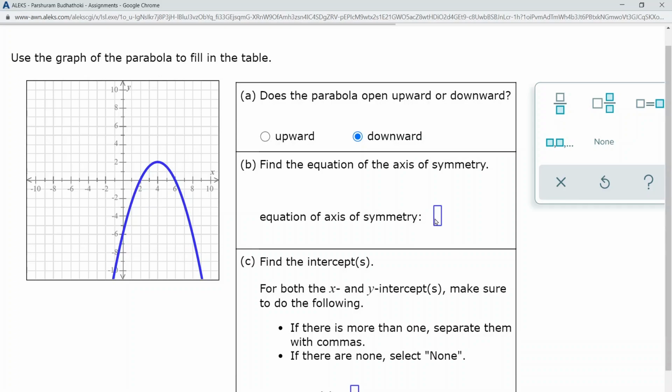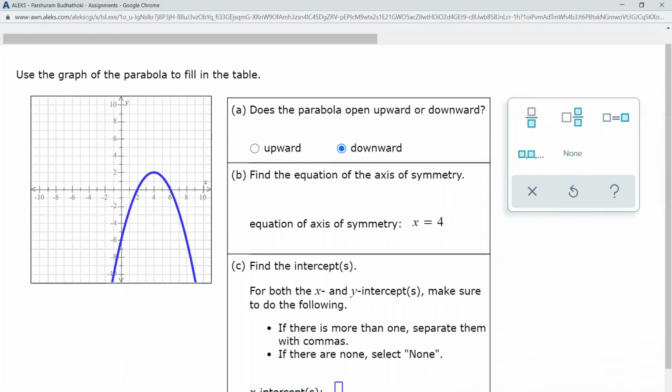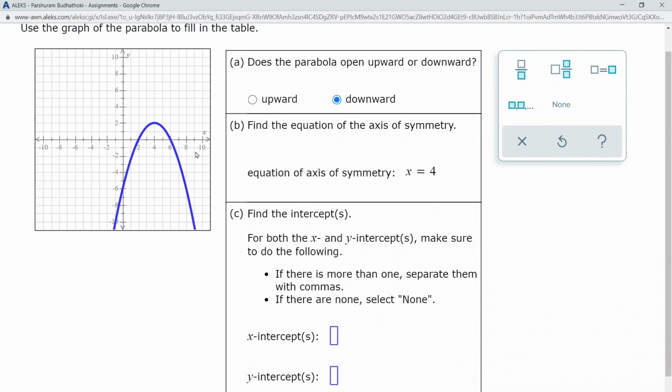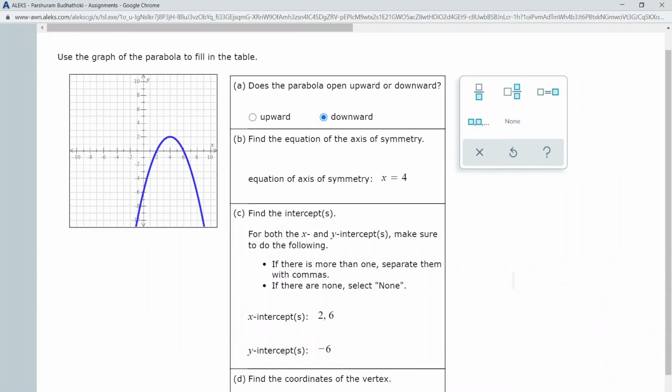So the axis of symmetry would be x equal that x coordinate. The vertex is 4 for the value of x. So that particular line is called axis of symmetry. And then by looking at this graph, you can see that the x-intercepts, there are 2 points at 2 and 6. So if there is more than one, separate them with the commas. So 2, 6, and y-intercept means the graph is intersecting at -6. So these are the x and y intercept.